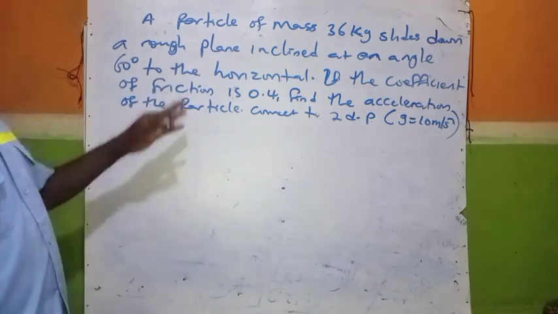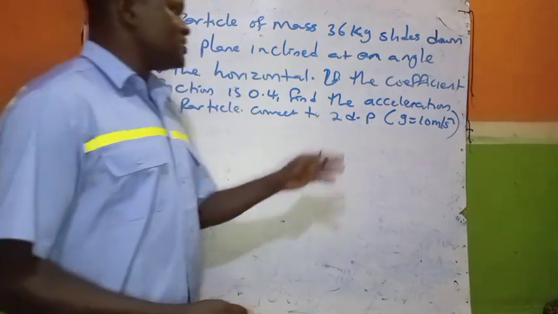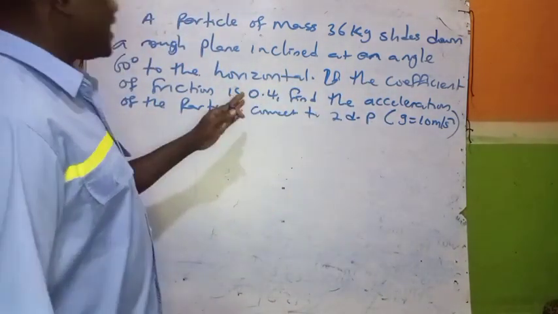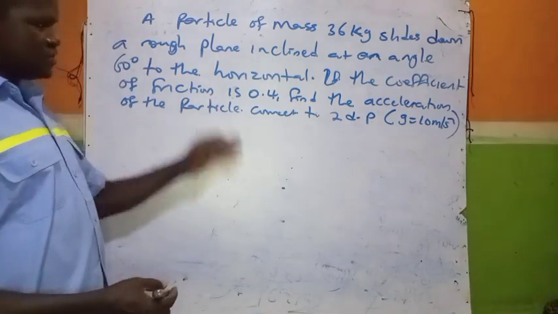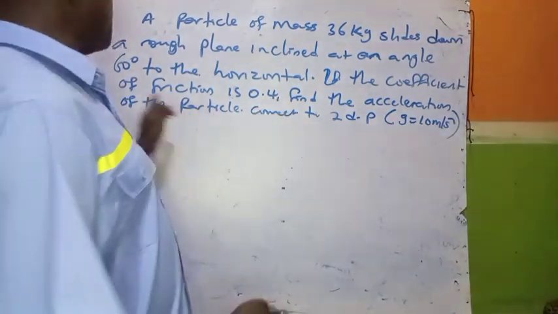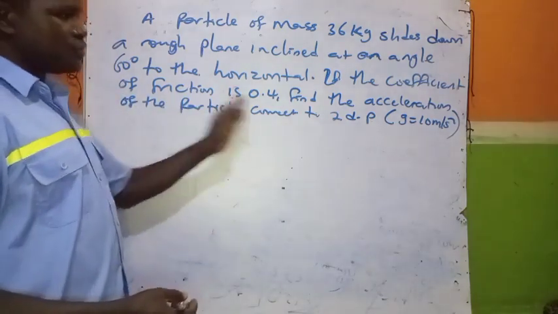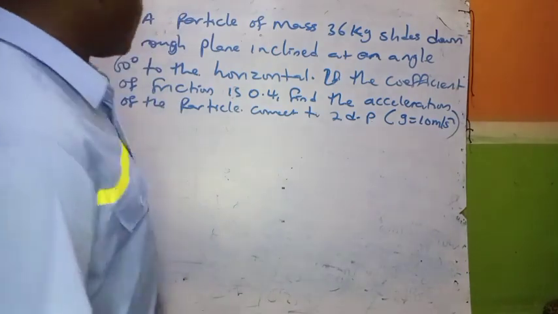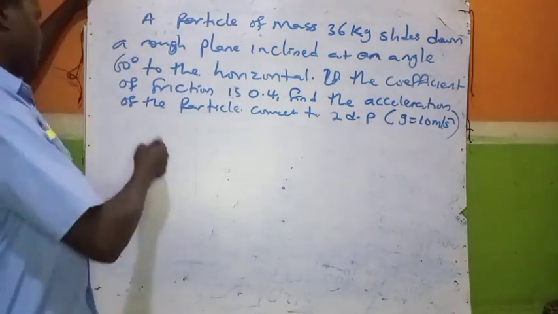Say a particle of mass 36 kg slides down a rough plane inclined at an angle of 60 degrees to the horizontal. If the coefficient of friction is 0.4, find the acceleration of the particle correct to 2 decimal places.